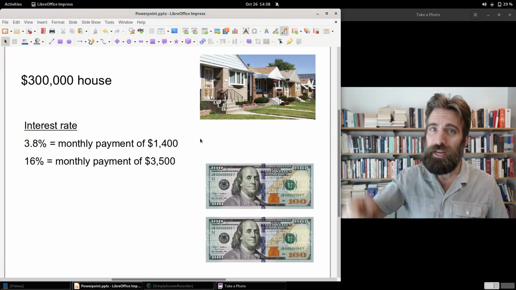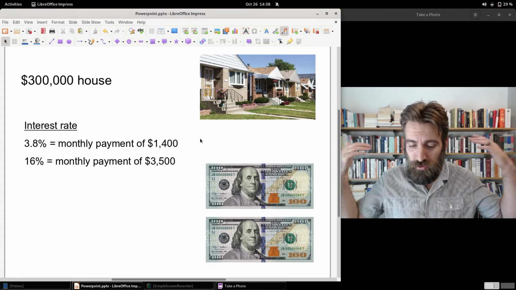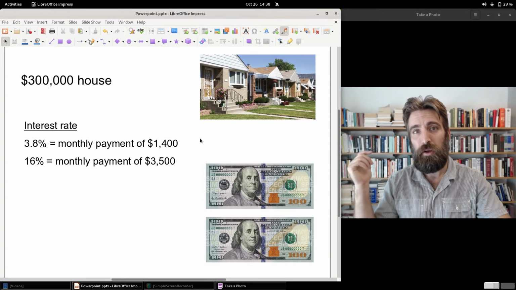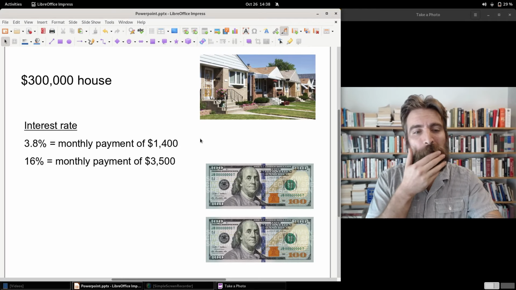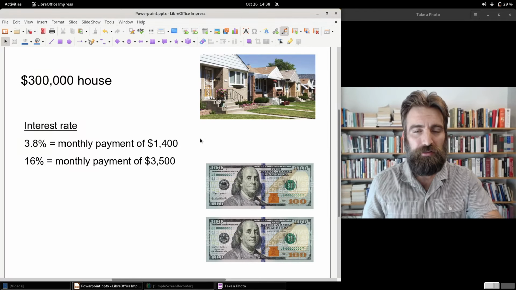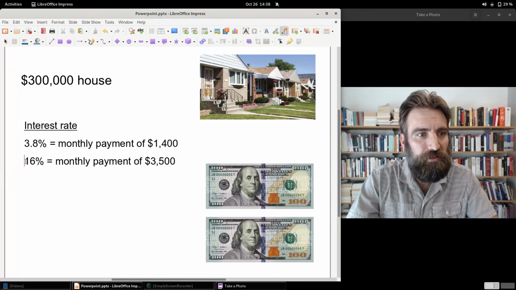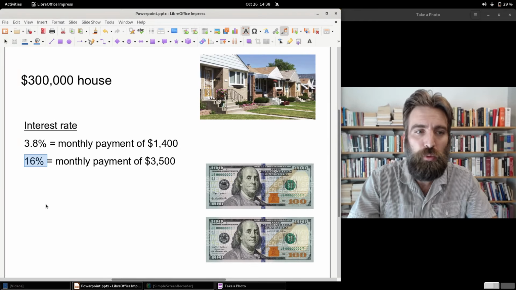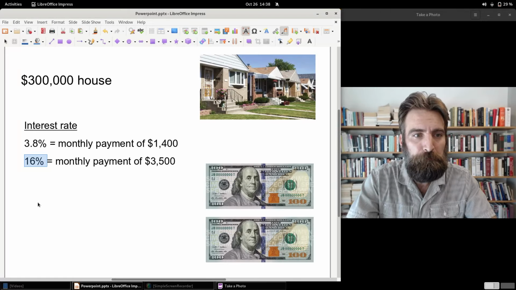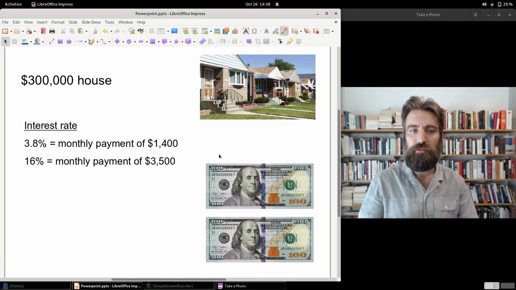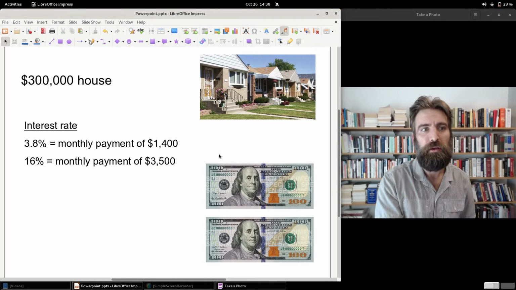I remember back in the 90s, my parents kept refinancing because interest rates were reduced from what they were in the mid to early 80s. So you would refinance. But if interest rates were to go up to 16%, this is why you don't want an adjustable rate mortgage, then your monthly payment is going to be $3,500. Okay? So you see the real world impact.